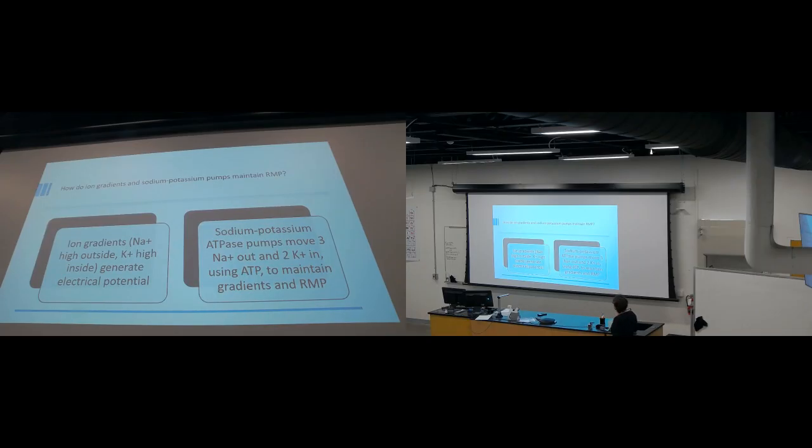So then here is how these ions maintain the gradients, how they maintain the resting membrane potential. So sodium is positively charged. So remember, cations have a positive charge. So these are ions that have a positive charge, while anions have a negative charge.